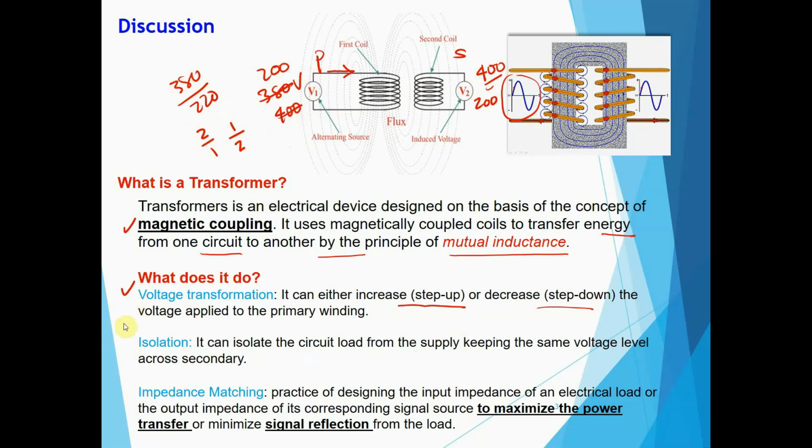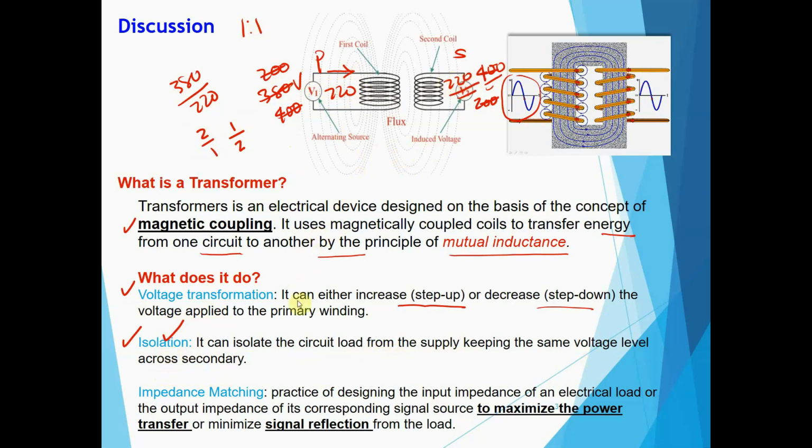This is number two, isolation. As you can see, it can isolate the circuit load from the supply, keeping the same voltage level across the secondary. So if the transformer is only being used as an isolation transformer, what does it mean? Normally, when it is used only for isolation, the transformer ratio is the same, let's say 1:1, right? If I have 220 on the primary, I will have an output of 220 on the secondary.